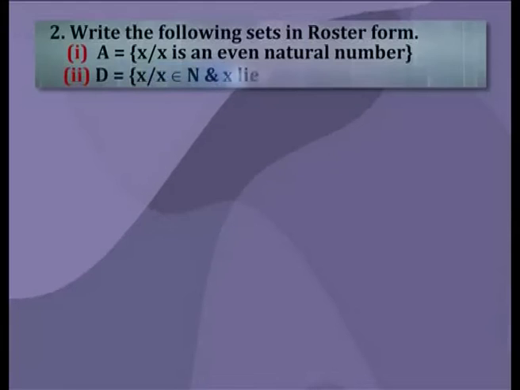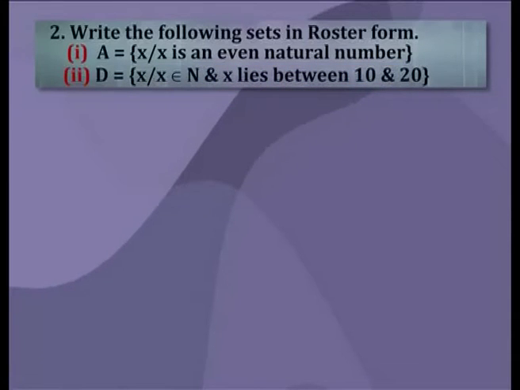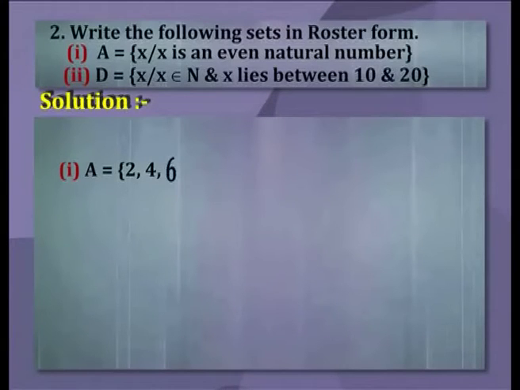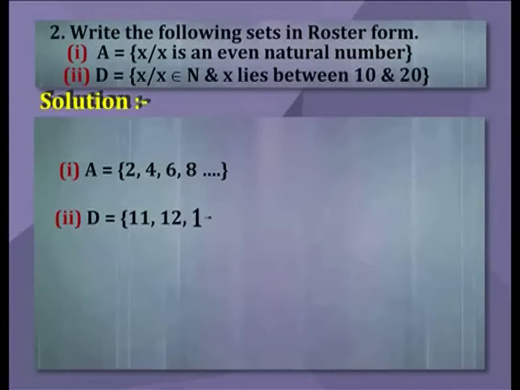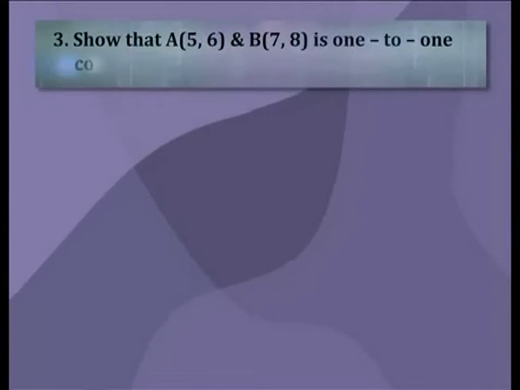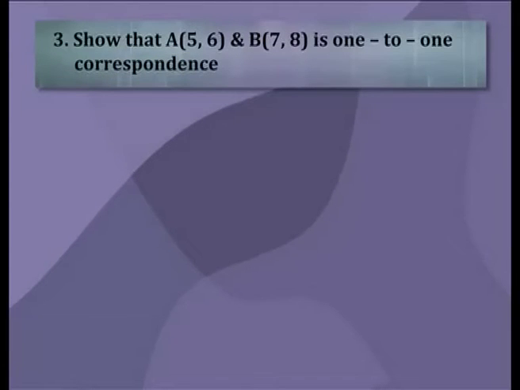Second, D is equal to the set of x such that x belongs to natural numbers and x lies between 10 and 20. Solution. First, A is equal to the set {2, 4, 6, 8, and so on}. Second, D is equal to the set {11, 12, 13, 14, 15, 16, 17, 18, 19}. Third, show that A {5, 6} and B {7, 8} is a 1-to-1 correspondence.